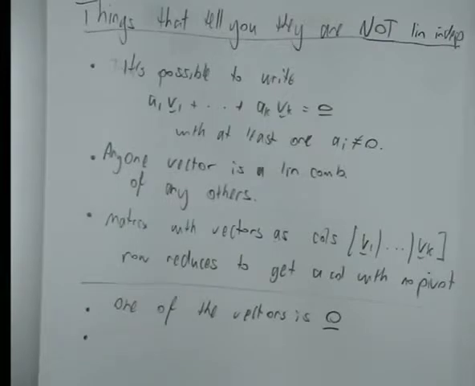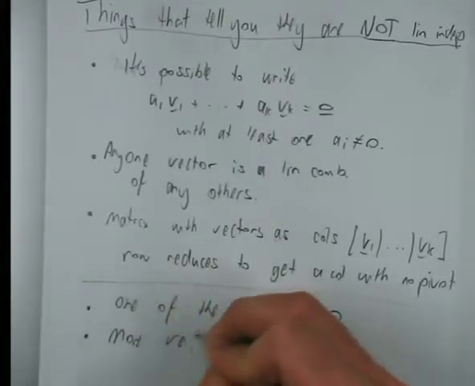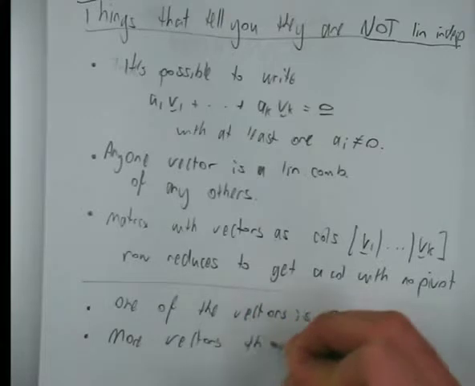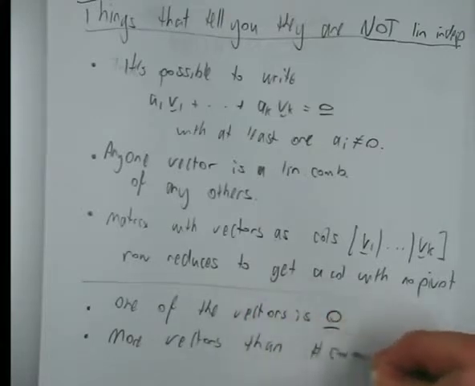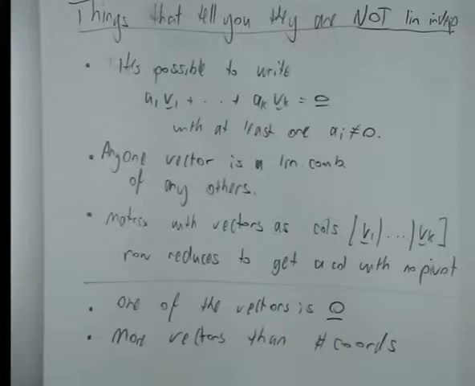And then the other one is if you have more vectors than the number of coordinates, then they'll be linearly dependent as well. Okay, so if you have more vectors than the number of coordinates in the vectors, then they'll be linearly dependent too. So if I'm in R3, where the vectors have 3 coordinates, and I have anything more than 3 vectors, then they're guaranteed to be dependent.